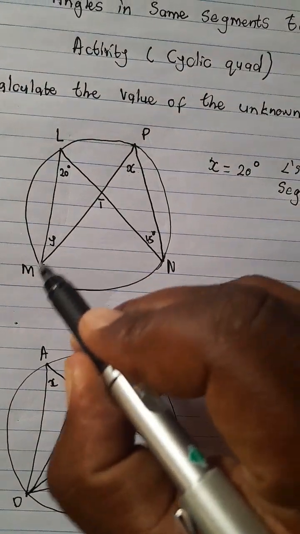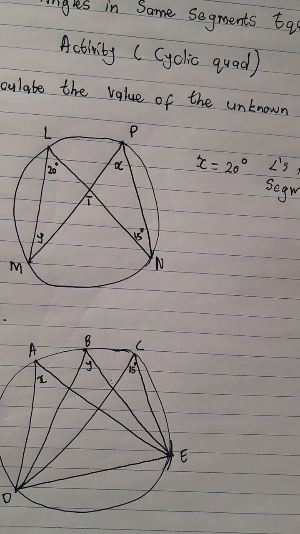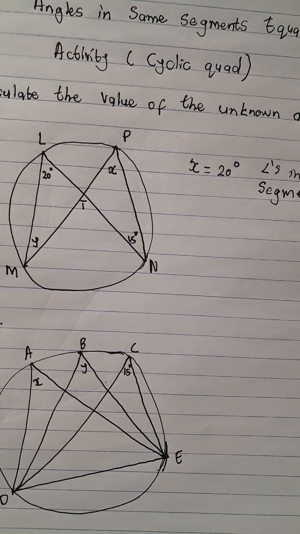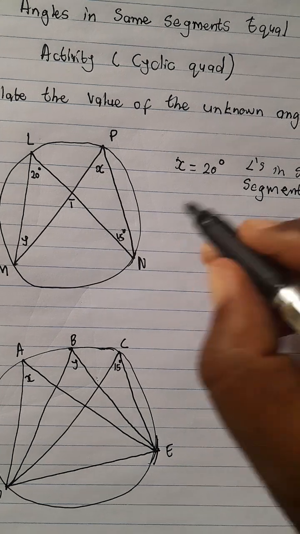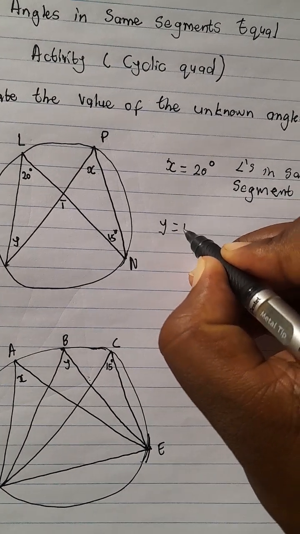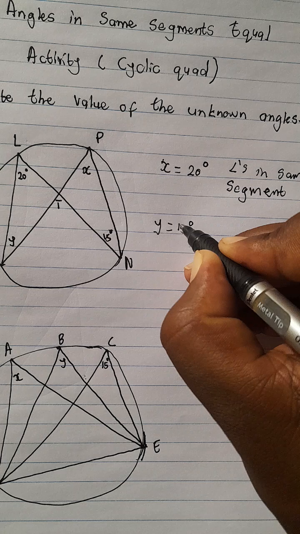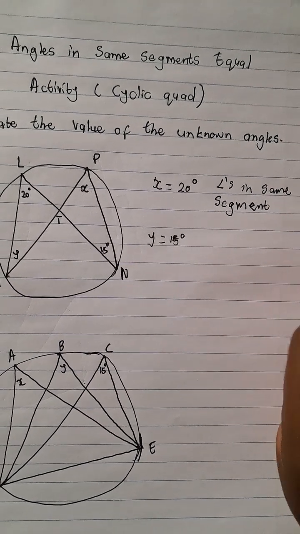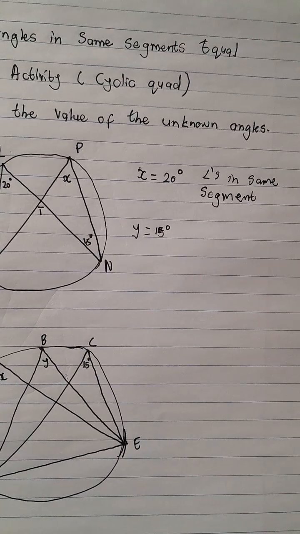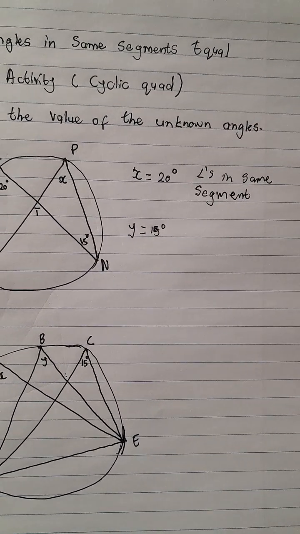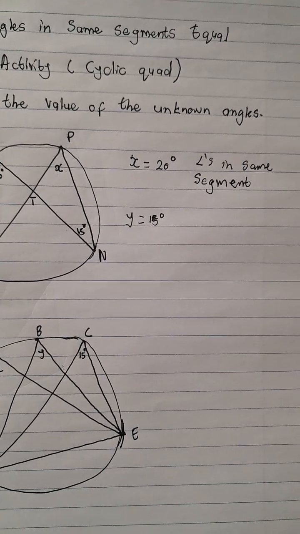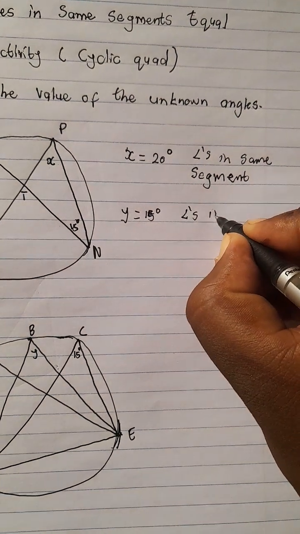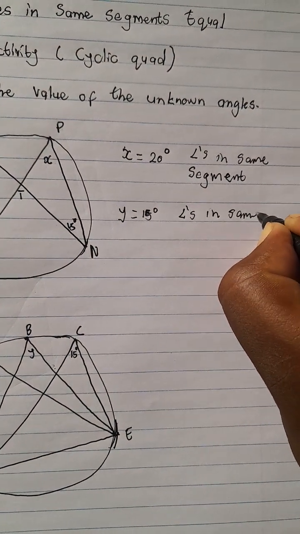So let's work as well with M and N. You can also see that M and N are also on the same segment. So what we should do is to say Y is equal to 15 degrees. It must be supported by a reason, just as I've told you. Remember, guys, it is essential that you support your statement with reason. So we said that Y is equal to 15 degrees. So the reason is angles in the same segment.